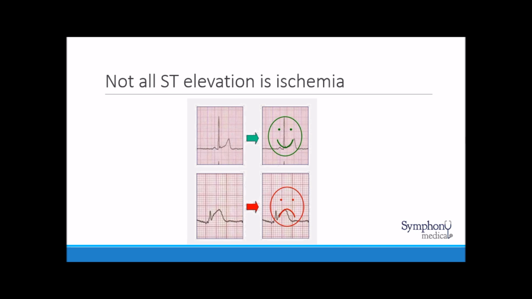Okay? You can see the smiley face morphology versus the unhappy face. If you look at the image to the left, you'll see that the bottom one looks a little bit like a tombstone. That's the other way of describing it. So not all ST elevation is the same. This is the ST elevation that you see characteristically with ischemia.